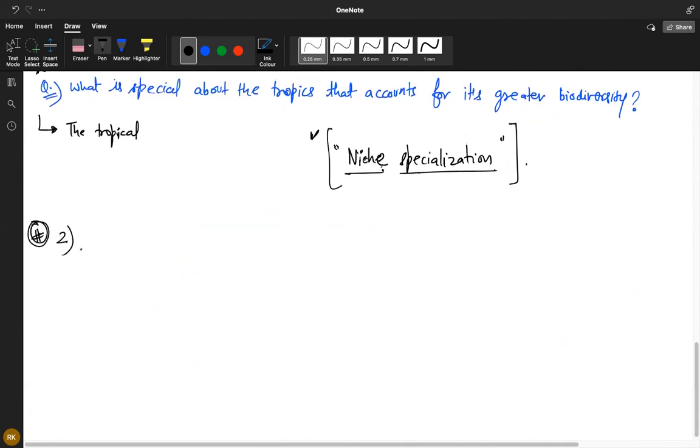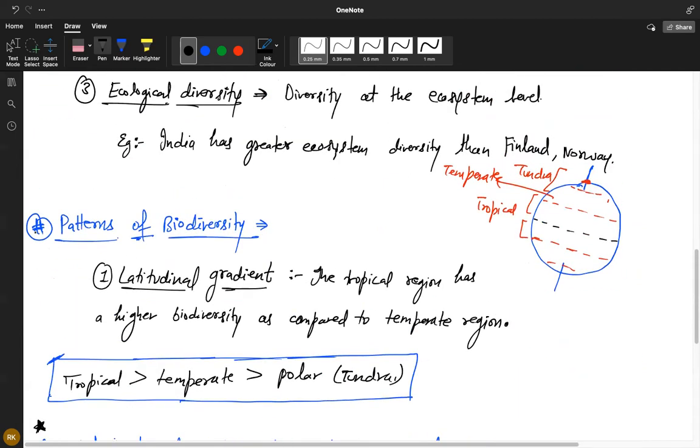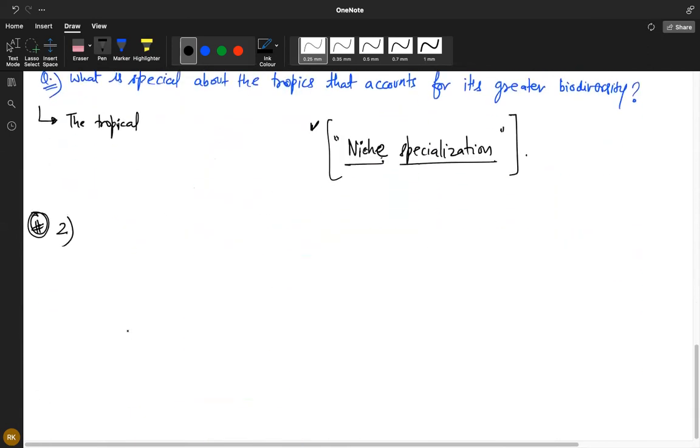The second thing that decides the patterns of biodiversity is the species area relationship. First was latitudinal gradient. Second is species area relationship.